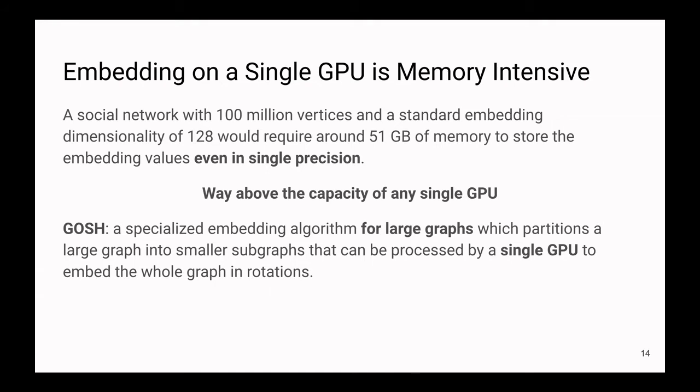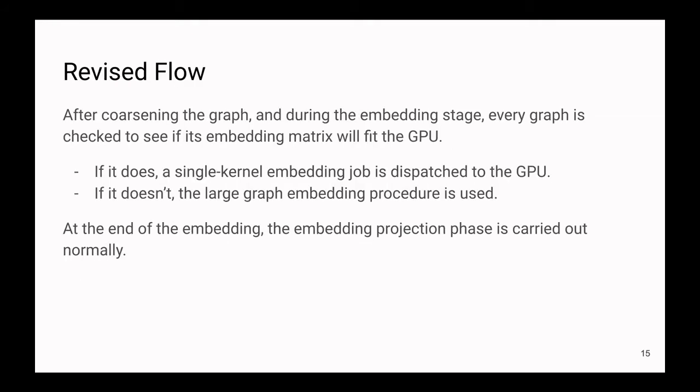Gosh proposes a specialized embedding algorithm for large graphs. Gosh partitions a large graph into smaller subgraphs that can be processed by a single GPU to embed the whole graph in rotations. For the multi-level setting, each level of graph should be checked whether it fits in the GPU or not. If it does, a single kernel embedding job is dispatched to the GPU. If it doesn't, the large graph embedding procedure is used.